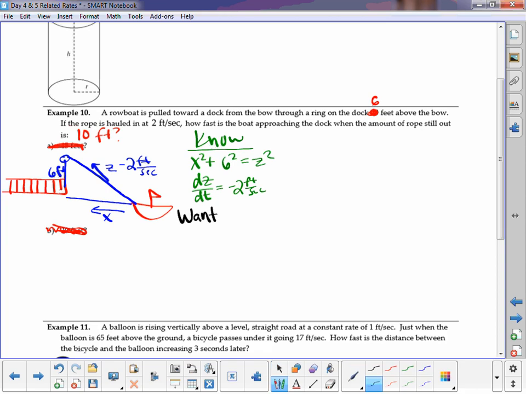What are they asking? When the boat is going close to the dock. So what variable are we going to be working with? X. So we want dx/dt. Specifically when the amount of rope is 10. So what variable is that going to be? When z equals 10. You know what? Go ahead and try that one. Finish that out.